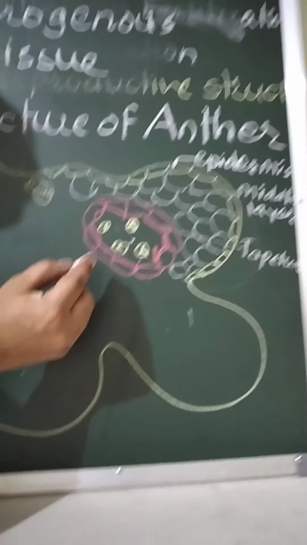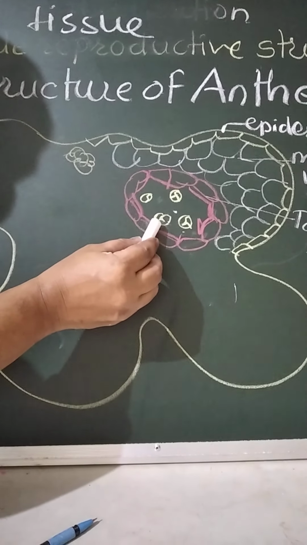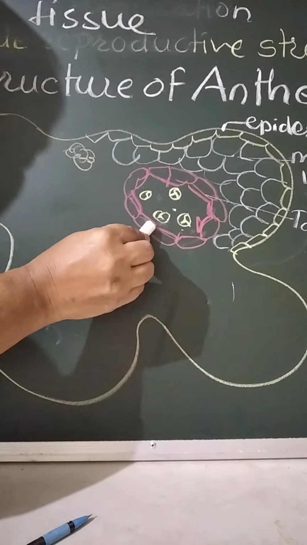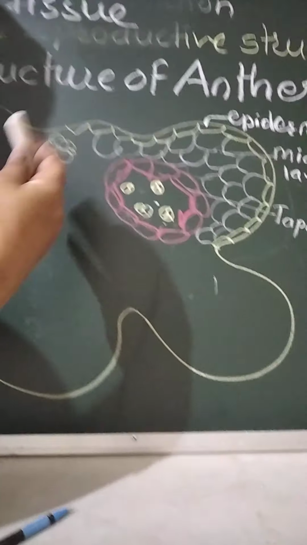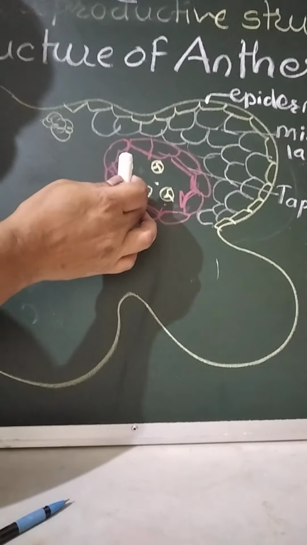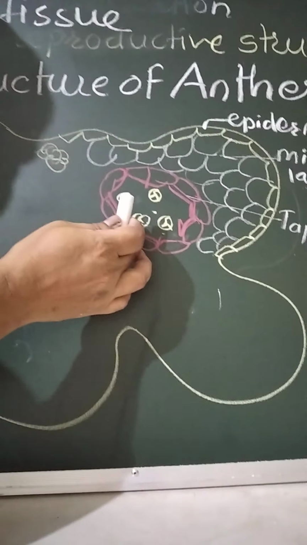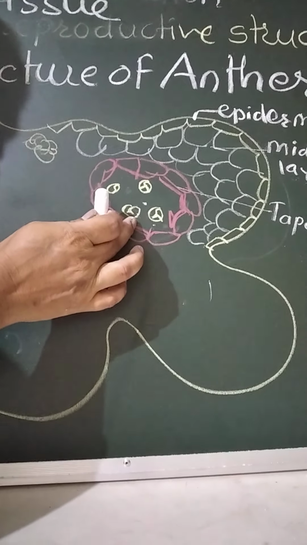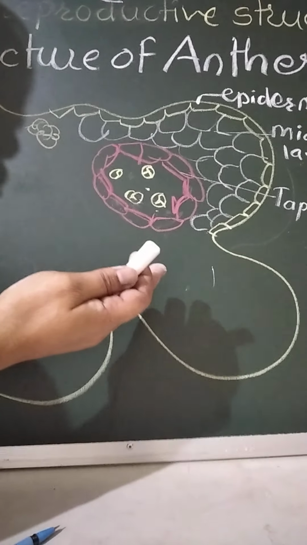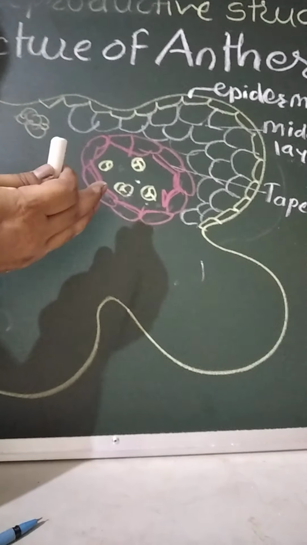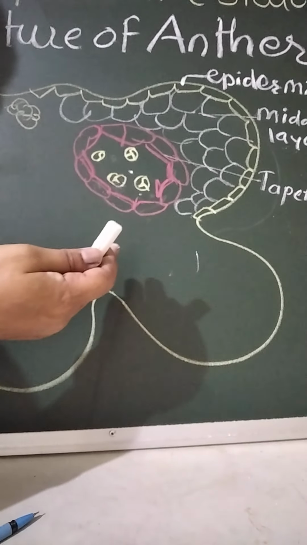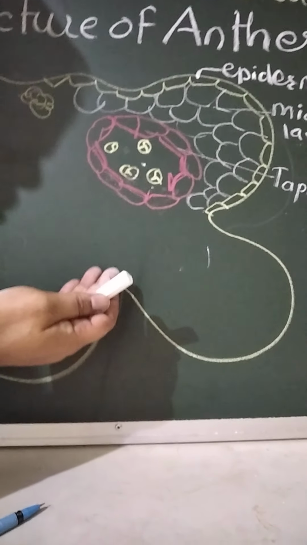Two-celled structure forms. Two-celled pollen grains form generally in the majority of angiospermic plants, and after the two-celled condition, these are discharged or given out from this anther lobe and reach the stigma, which is a part of the gynoecium. The next part of this structure we will see in the next video.